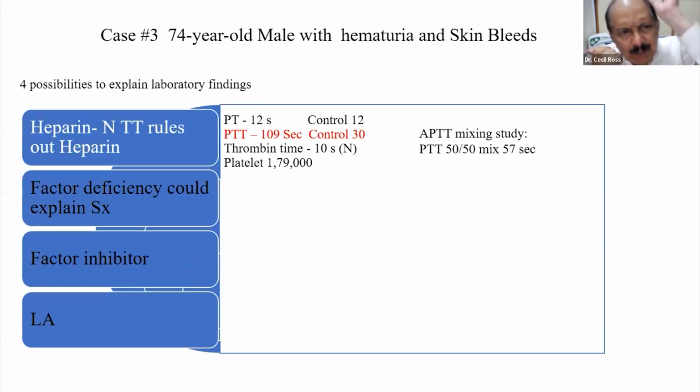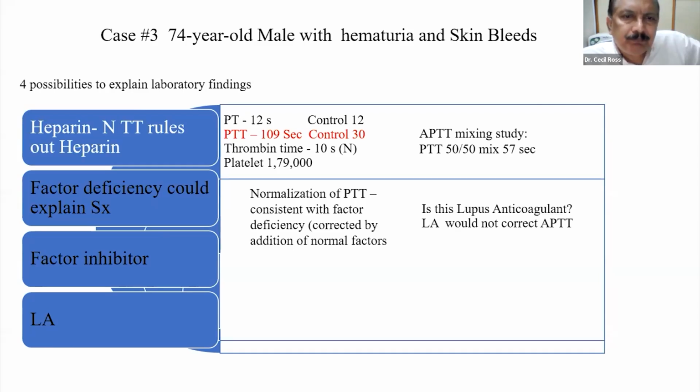Normally, when you have a prolonged PTT, there are four things you have to look for in every patient. If the patient has heparin, the fact that this patient has a normal thrombin time rules out heparin. Factor deficiency could explain the symptoms, either factor 2, factor 8, factor 9. He could have a factor inhibitor, or he must be having lupus anticoagulant. But lupus anticoagulant won't bleed.